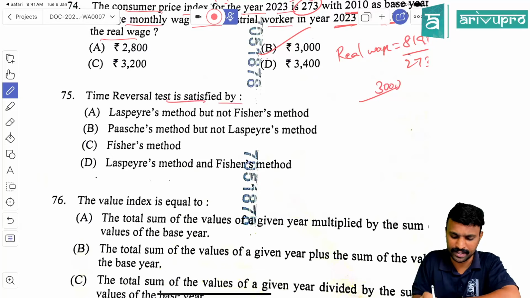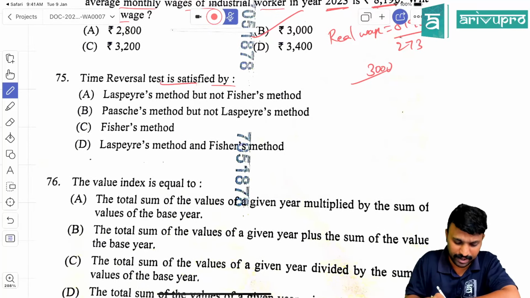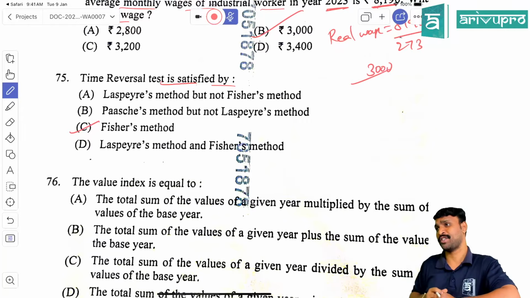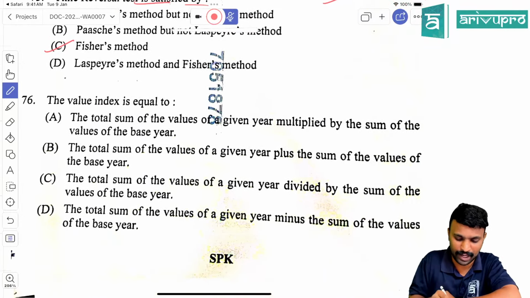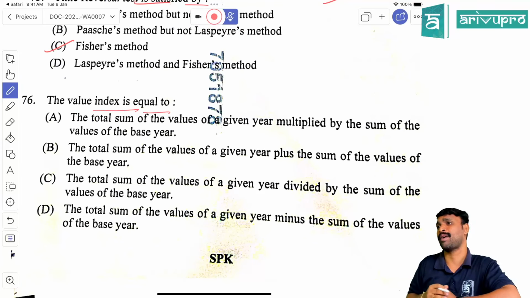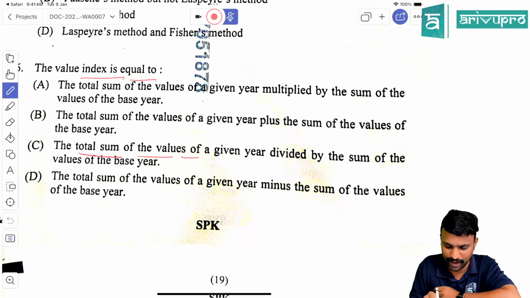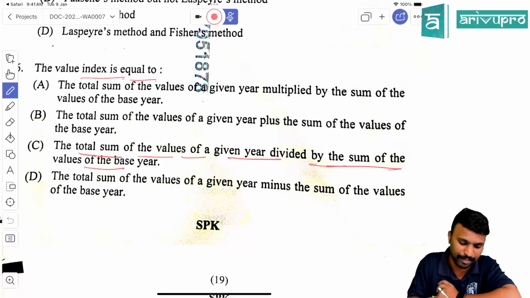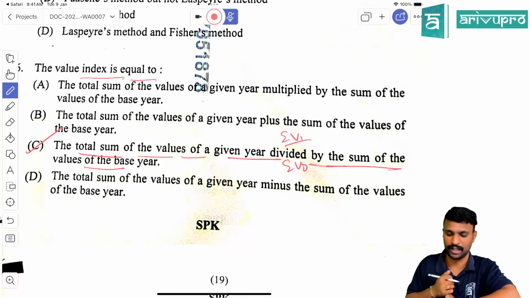Time reversal test is satisfied by Fisher's and Marshall's. Among the given options, only Fisher's is there, so Fisher's is the right answer. The value index is equal to the sum of the current year values divided by the sum of the base year values. So the correct answer is the total sum of the values of a given year divided by the sum of the values of the base year. So summation V1 by summation V0.